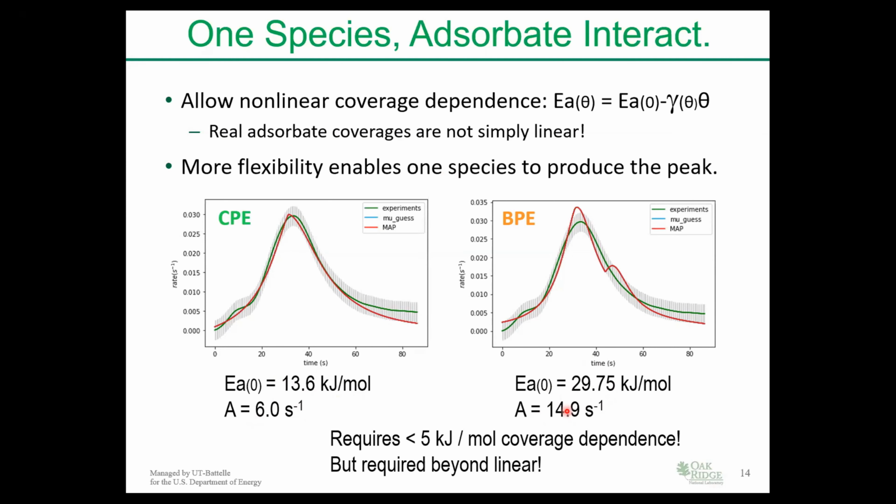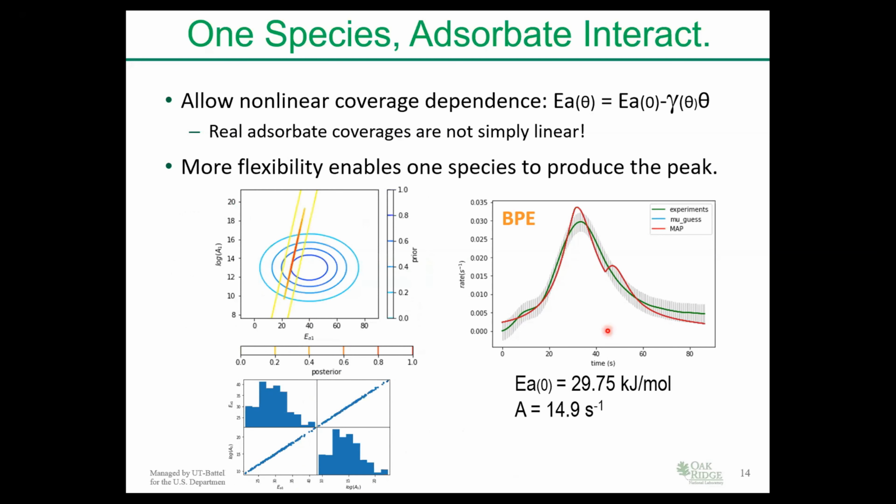One thing that greatly surprised me in this example is that both graphs, but in particular the BPE graph, require a coverage dependence of less than 5 kilojoules per mole across the experiment. And the key thing, though, is that you did require a beyond linear coverage dependence for this result. We can look at the shape of the posterior.